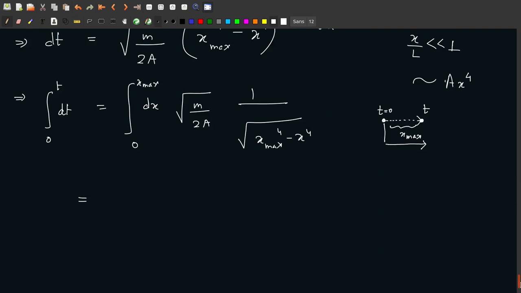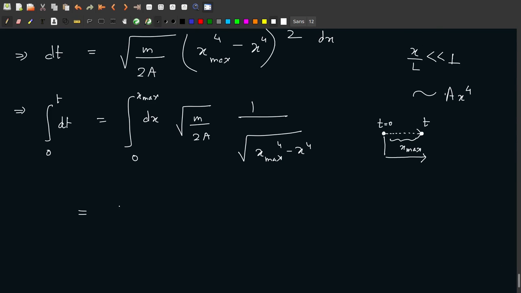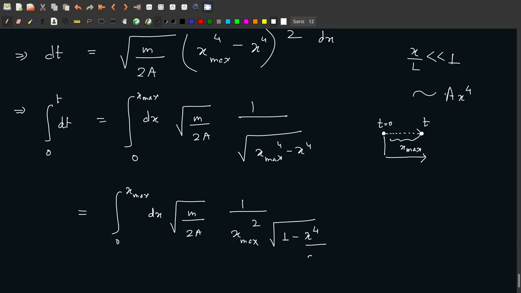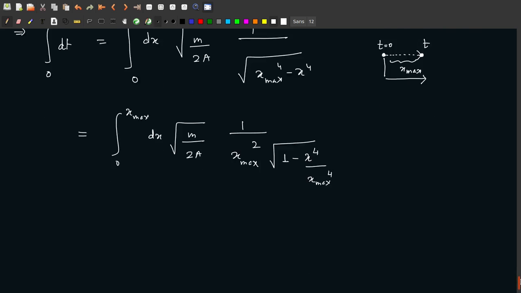So let us proceed with the calculation. This is equal to the integral from 0 to x max of dx divided by the square root of m by twice of a, and we can just factor this out as x max squared into the square root of 1 minus x to the power 4 by x max to the power of 4. This is just simple algebra.